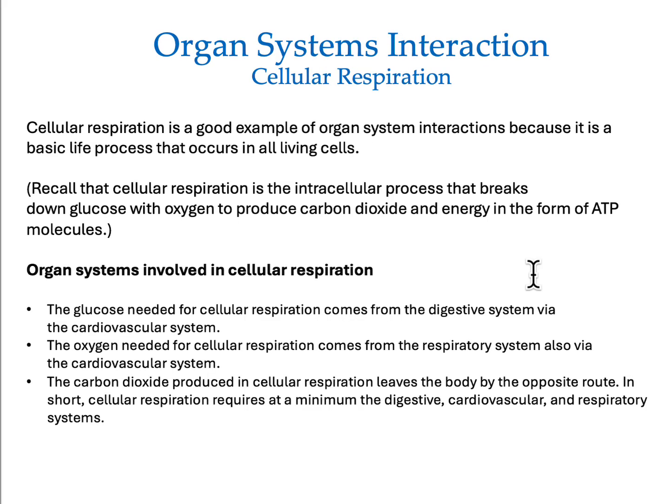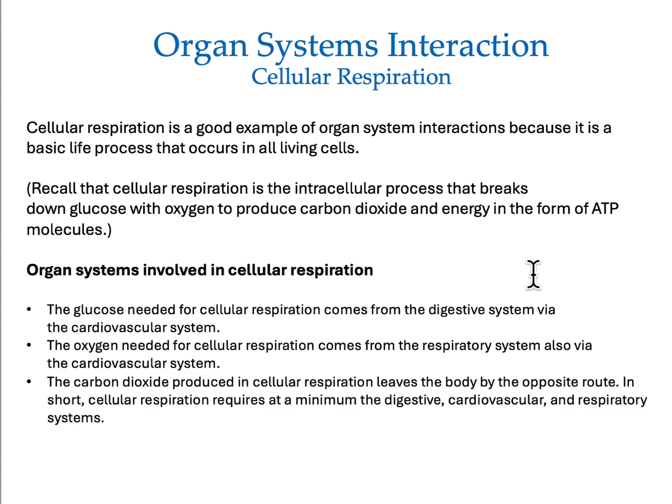And here we go with cellular respiration. Organ systems interaction, cellular respiration. Cellular respiration is a good example of organ system interactions because it is a basic life process that occurs in all living cells. Recall that cellular respiration is the intracellular process that breaks down glucose with oxygen to produce carbon dioxide and energy in the form of ATP molecules.